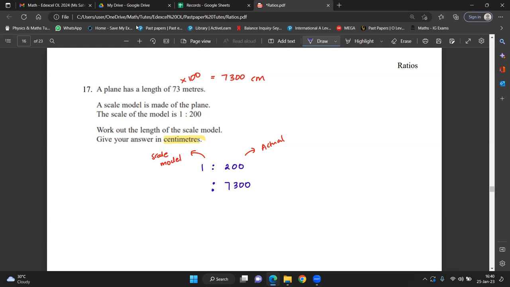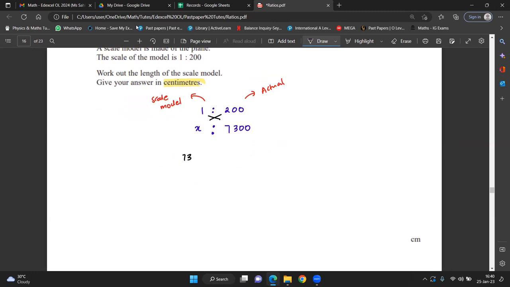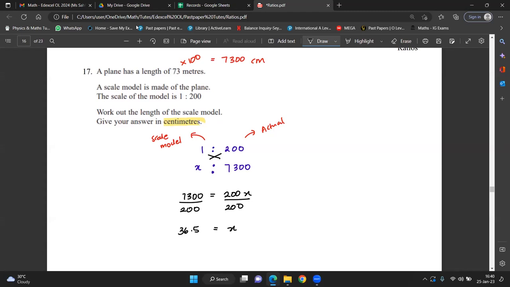Work out the length of the scale model. This side will be X. Let's now do cross multiplication. Exactly. Understood, guys? Yes? Right. Any questions? Move on to question 18.